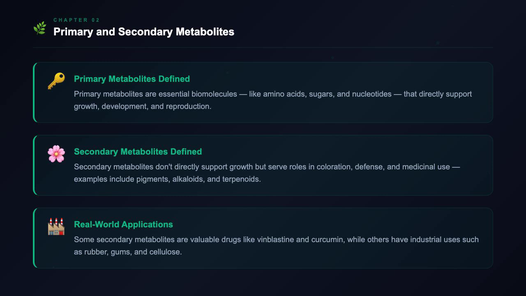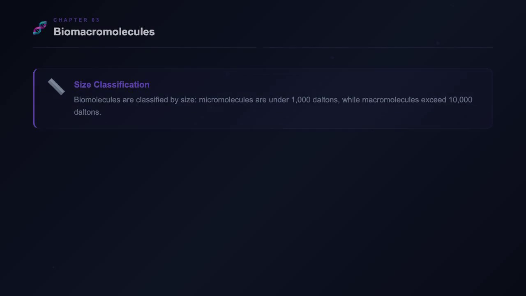Some secondary metabolites are toxins, lectins, or drugs like vinblastine and curcumin. Others have industrial uses, such as rubber, gums, and cellulose.